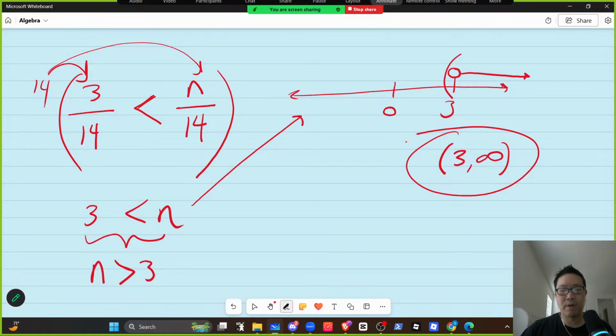And as a check, you could always pick a number within this interval. So the interval is saying between 3 and positive infinity, not including 3. You could plug in 3. This interval is saying it doesn't include 3. So what happens if you put 3 in here? You get a false statement. 3 over 14 is not less than 3 over 14. They're equal. So 3 would not work. But if you put in anything like 4, 5, 6, or 7, then you would get a true statement. That's one of the ways you can check whether you have the correct interval.